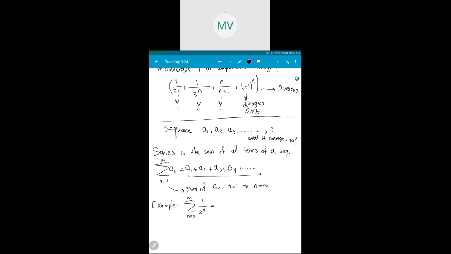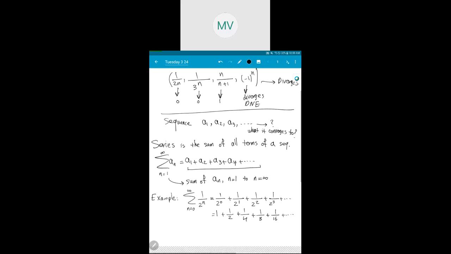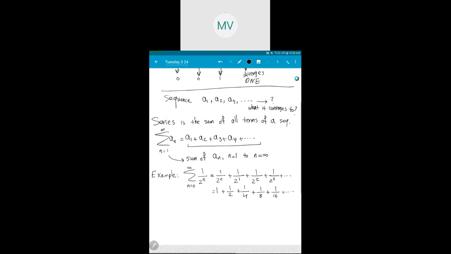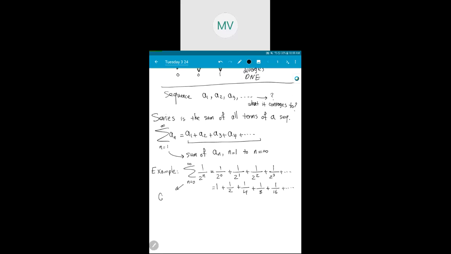So let's expand this basically. Write down the terms. So when starting from 0, the first term is 1 over 2 to the 0, right? The second one is 1 over 2 to the first. Second, and so on. And as you can see, it's 1 plus 1/2, 1/4, 1/8, 1/16. And you can see the pattern, right? Each term is the previous one multiplied by half, starting from 1. In fact, this type of series has a specific name. We'll discuss it later. This is called the geometric series.